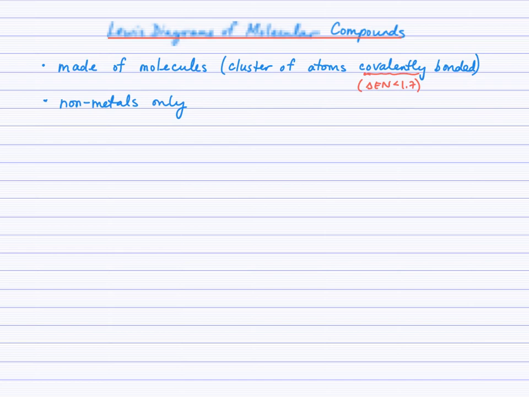So when you look at the formula of a molecular compound, you'll quickly recognize it because the elements that are present are nonmetals only. So remember, hydrogen, way over there on the far left side of the periodic table, is actually a nonmetal. Usually we say on the left side are the metals and the nonmetals on the right side of the staircase, but hydrogen is a nonmetal. So let's understand in detail then that sharing of electrons.